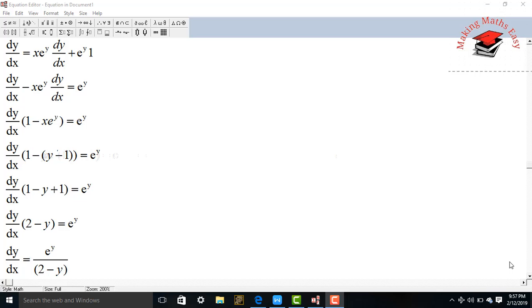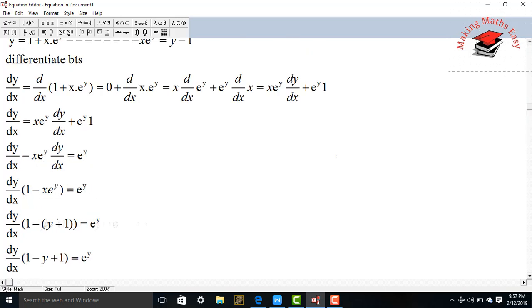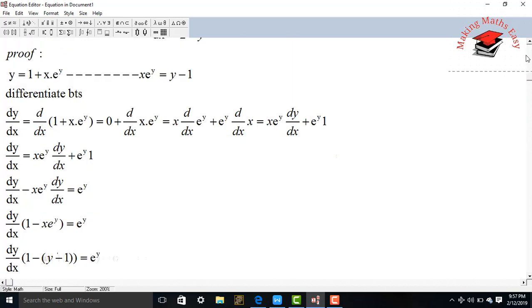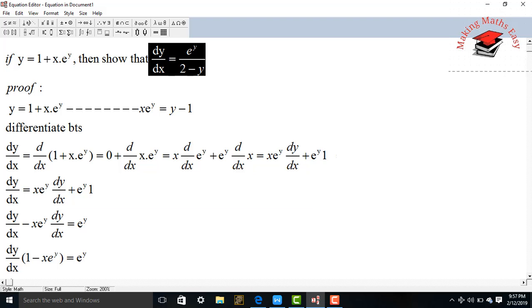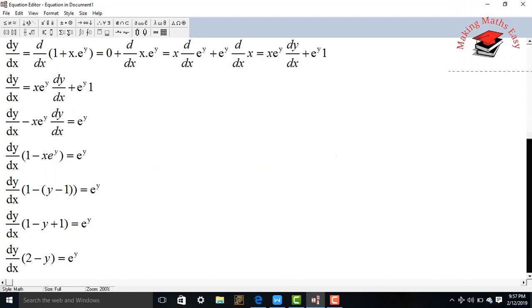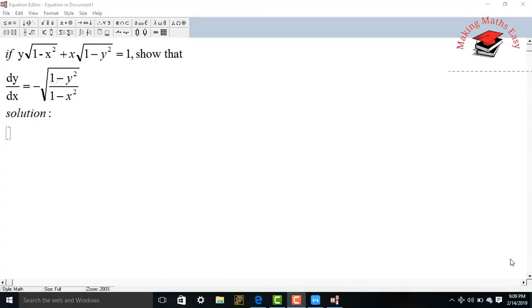So hence we have proved the equation that dy by dx is equal to e raised to y divided by 2 minus y. So we have got the proof of this equation that we had to show. So we have done with the proof. Let's move to the next proof. This is our next sum.